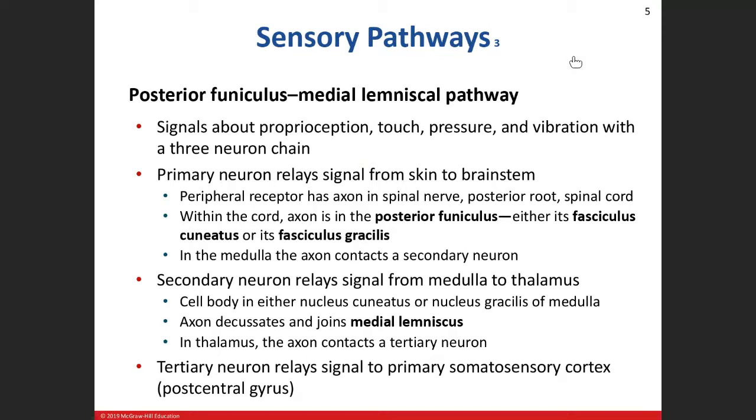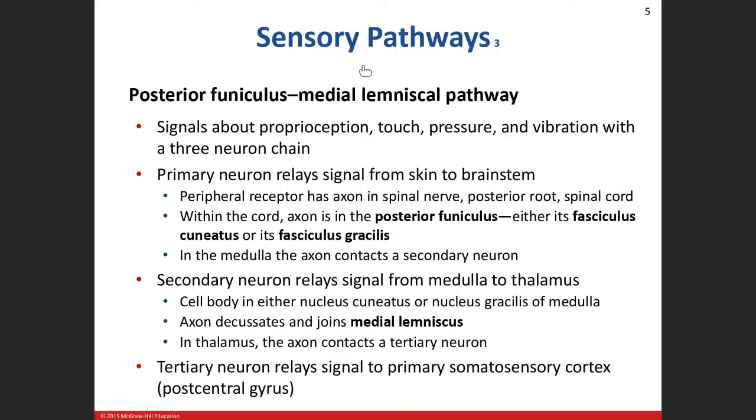Okay, let's do the first of the named sensory pathways. This is called the medial lemniscal pathway or the posterior funiculus, either or. Right, now I briefly mentioned the medial lemniscus when we were talking about the midbrain. Okay, and the medial lemniscus contains sensory or ascending myelinated axons. That's all it is. So it's going to be white matter.